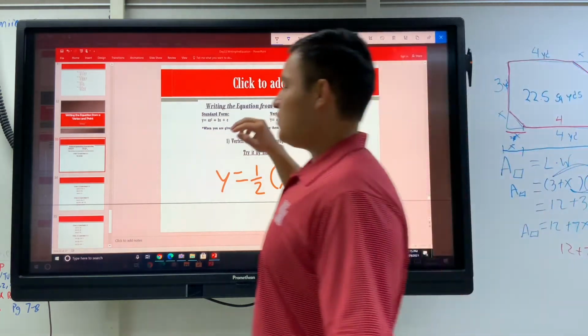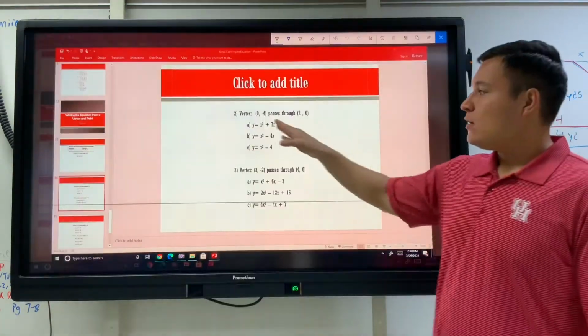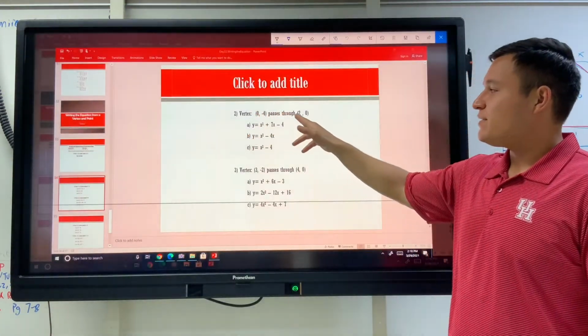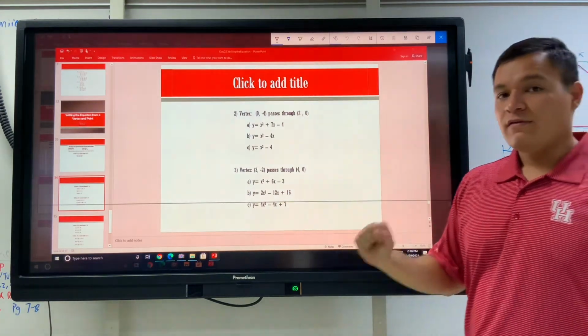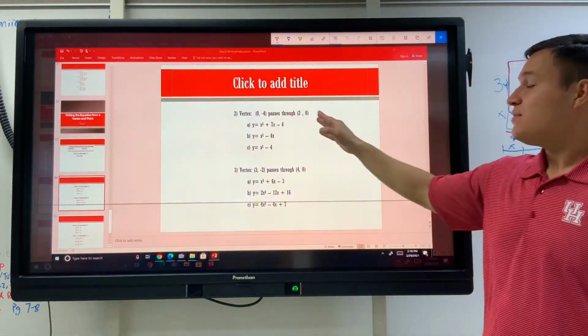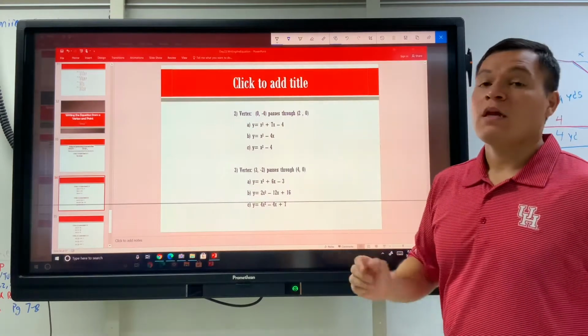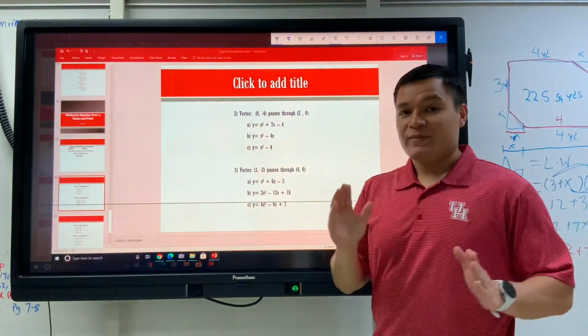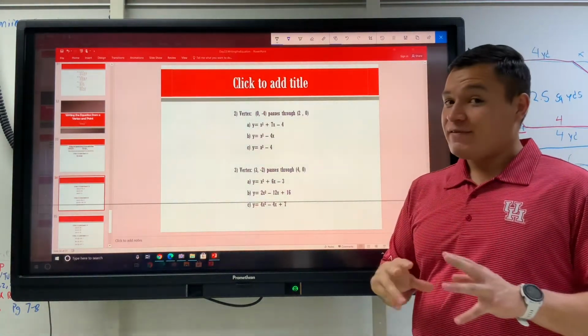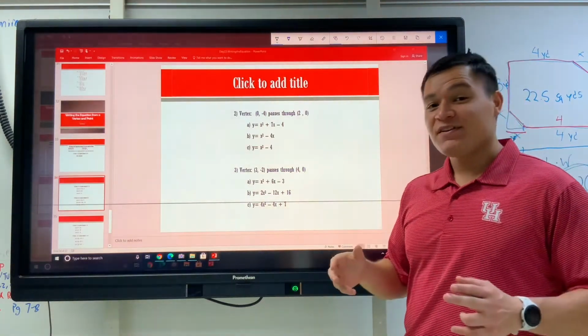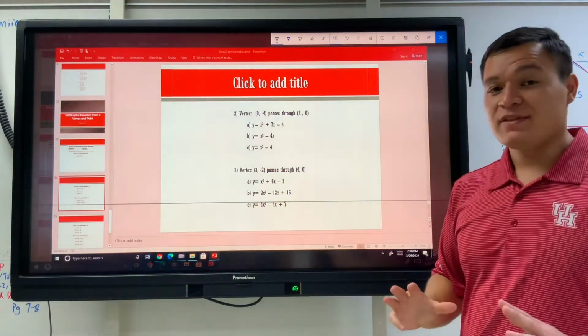Let's do another couple together. The vertex is (0, 4), and it passes through (2, 0). Alright, let's do the next example, but I'm not going to skip any steps. Even if the steps are extremely easy and could be done in your head, I'm not going to skip them when we go through this video, okay?